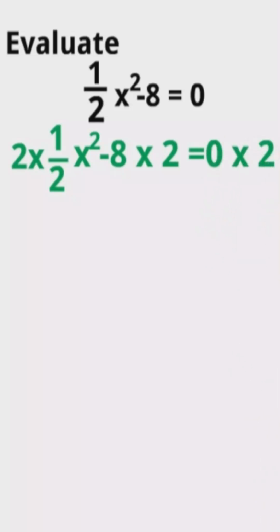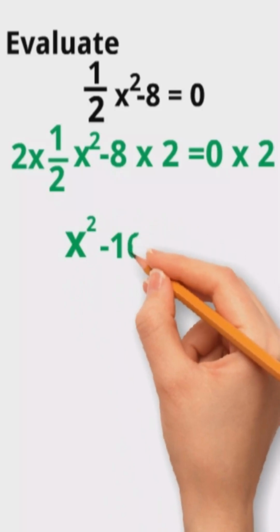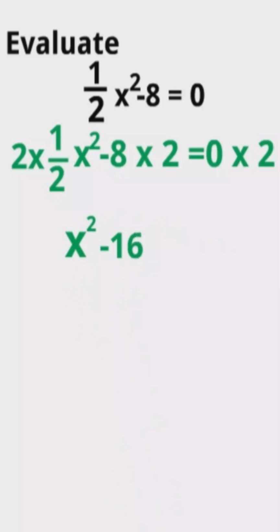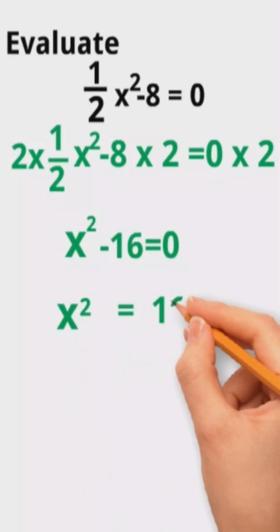Now let's do actual multiplication. 2 times 1/2x² will give us 1x². 2 times -8 will give us -16. 0 by 2 will give us 0. Next, let's rearrange by putting like terms together. Let's move 16 to the other side. That gives us x² is equal to 16.